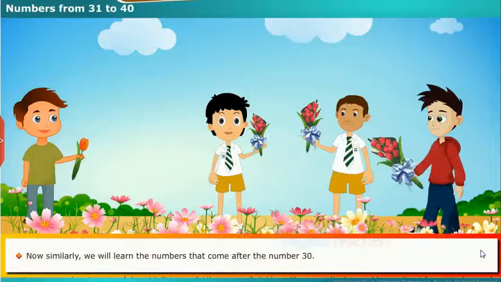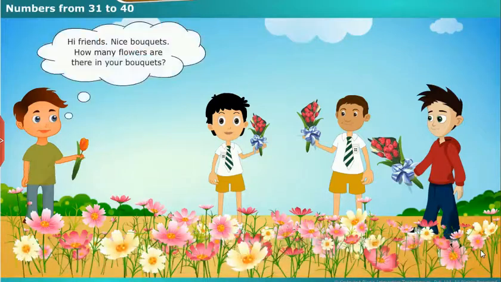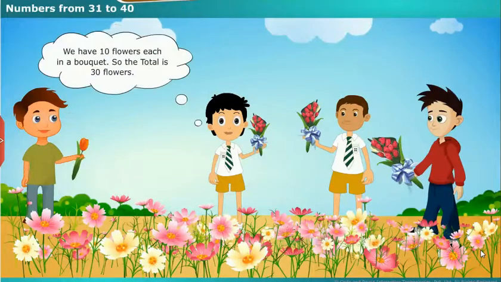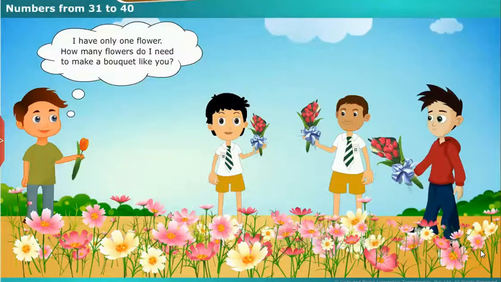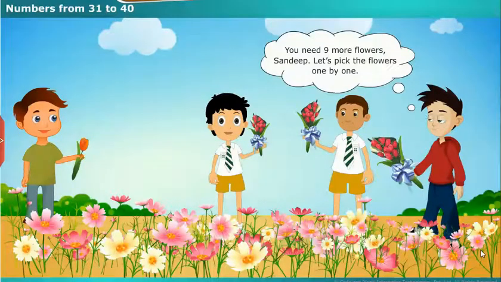Now, similarly, we will learn the numbers that come after the number 30. Hi friends, nice bouquets. How many flowers are there in your bouquets? We have 10 flowers each in a bouquet, so the total is 30 flowers. I have only one flower. How many flowers do I need to make a bouquet like you? You need 9 more flowers, Sandeep.